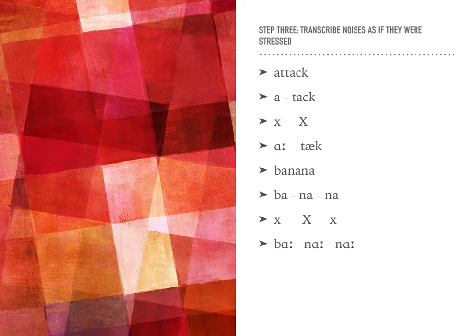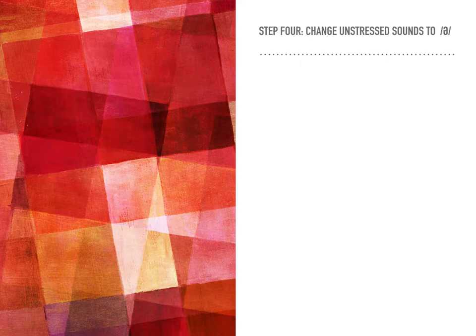So the third step that we do is you transcribe the noises as if they were all stressed. So this is just taking the noise a like in an, and tack, and ba, na, na. And the fourth step is that we change the unstressed noises to a schwa, or the upside down E, the noise in bonus. So attack, we have a-tack, two syllables. We take the small x, the one that's unstressed, and we change it from its stressed vowel to an unstressed vowel. So it becomes attack.